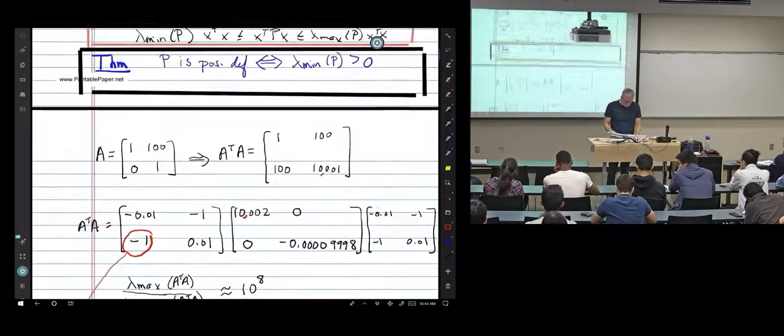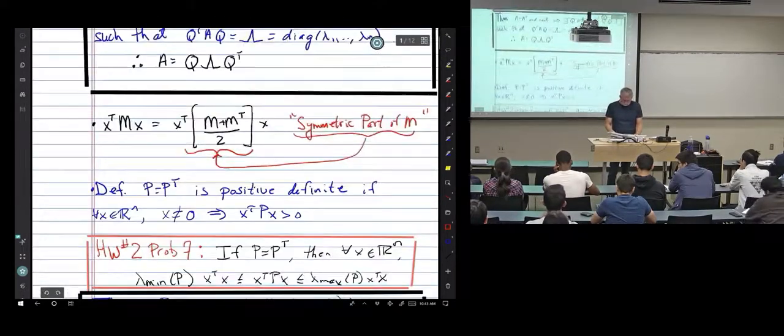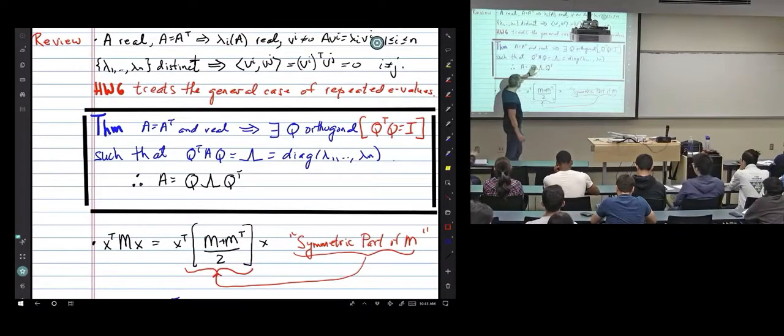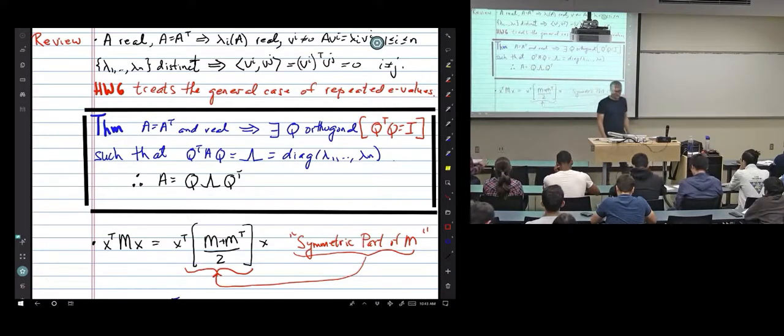And we've done the singular value decomposition really for symmetric matrices. These are the singular values, the eigenvalues of the matrix.